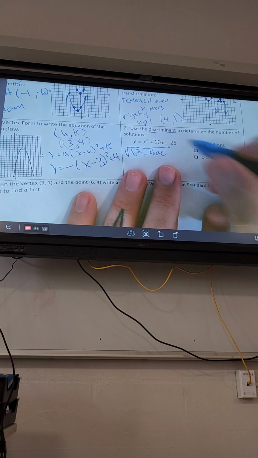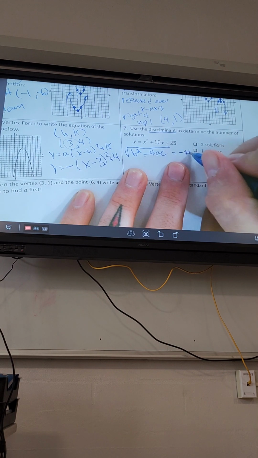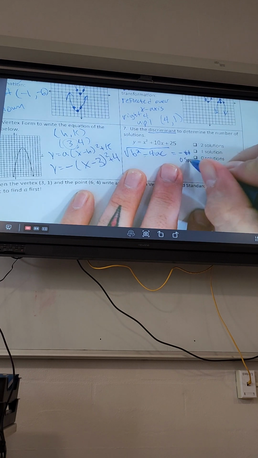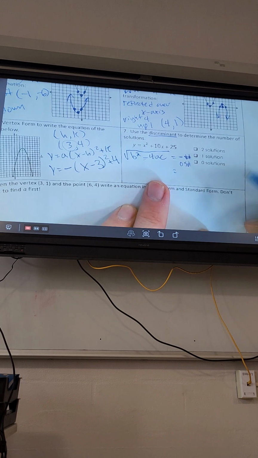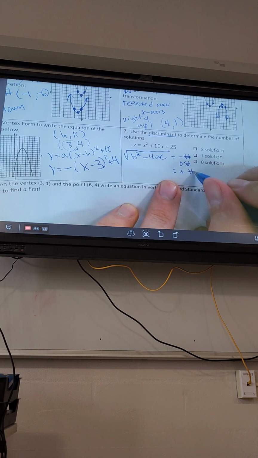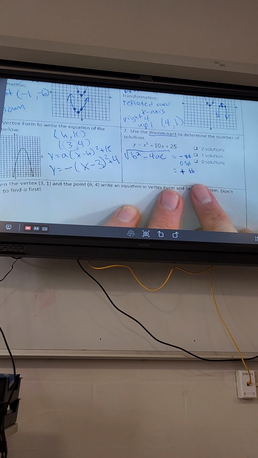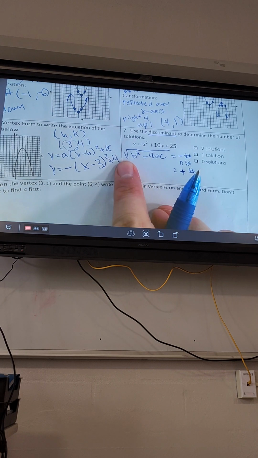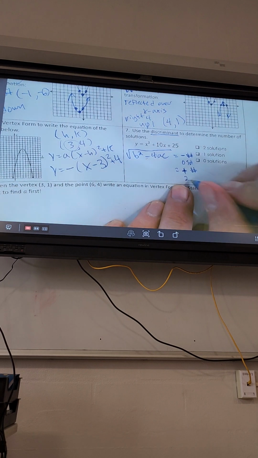Okay? So we can say if your discriminant is equal to a negative number, it's 0 solutions. Okay? We can say your discriminant is equal to a positive number. How many solutions will there be? Well, think about it. If it's a positive number, you're going to have plus and minus, whatever the square root of that is. So you're going to have 2 solutions.